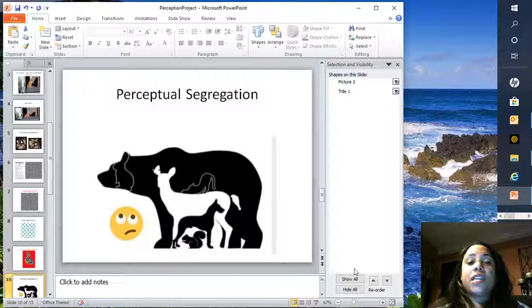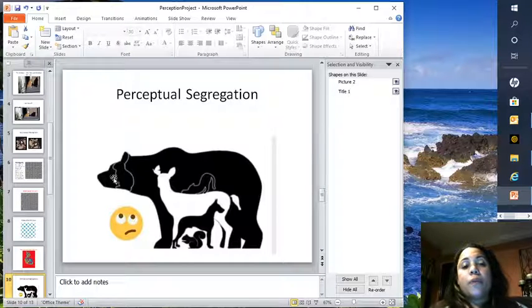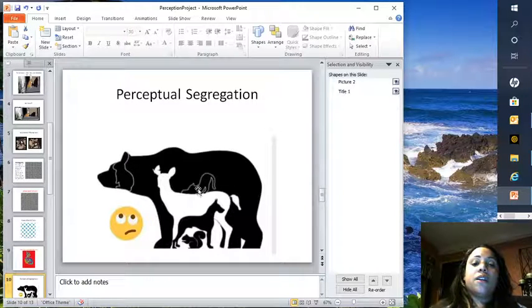This is another example of perceptual segregation, in which we see numerous animals in one. So we see a rabbit, we see the bear, the deer, a squirrel, a dog. You have different things that are actually showing up there.